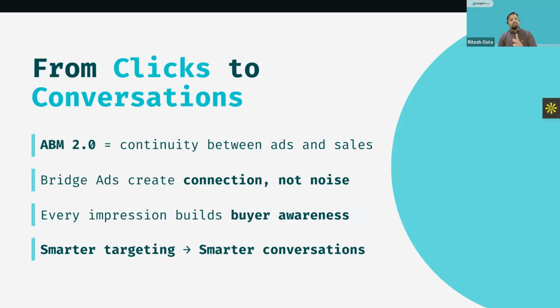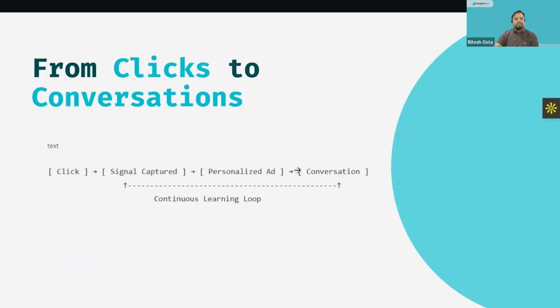Bridge ads create connection, not noise. Every impression builds buyer awareness. So the idea is to create a connection and not noise, not to just blatantly show ads to the entire country just to get a few leads. The idea is to create connection, awareness, smarter targeting, more personalized targeting, and smarter signal capture, to personalized ad, to conversion. That's the journey you need to make when you're going from ABM 1.0 to ABM 2.0 using bridge ads, and then do continuous learning in the process. This is a journey that we typically see. It takes a little bit of time to go through, but it's totally worth it.